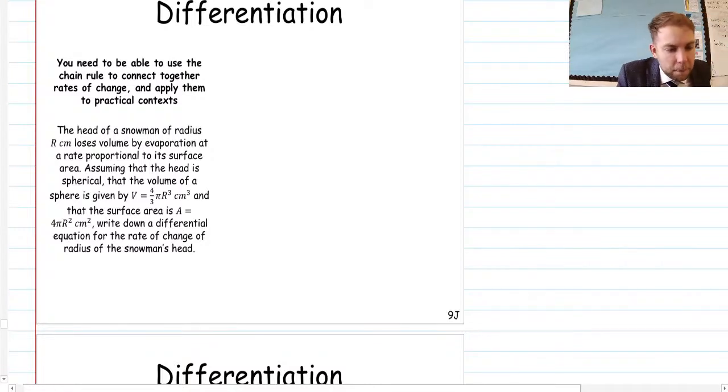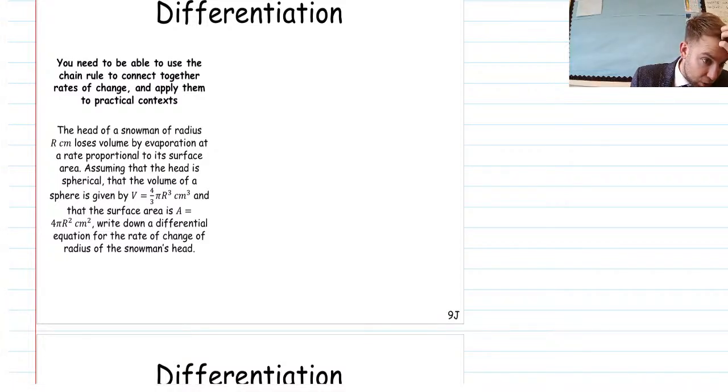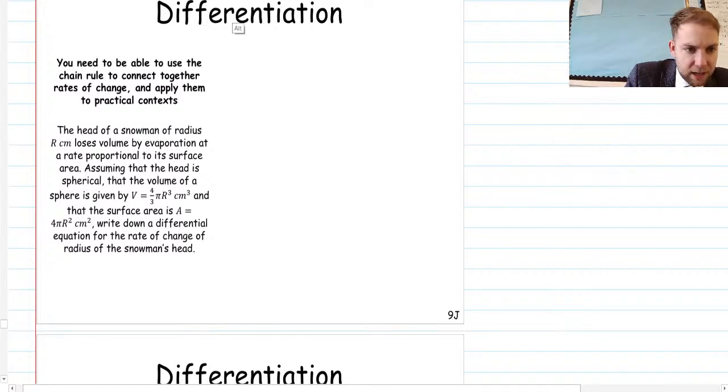So the head of a snowman of radius r loses volume by evaporation at a rate proportional to its surface area. Assuming that the head is spherical and that the volume of a sphere is given as V is equal to 4/3 pi r cubed, and the surface area is A is equal to 4 pi r squared, write down the differential equation for the rate of change of radius of the snowman's head. So this is more like what we would get as an exam question. We do still need to really have a think about what we're writing here.